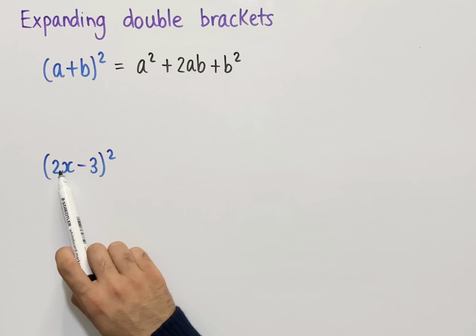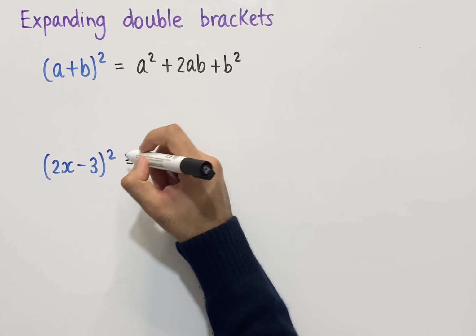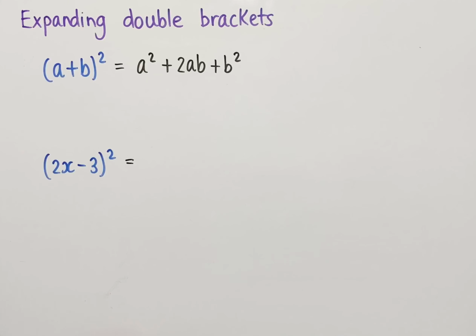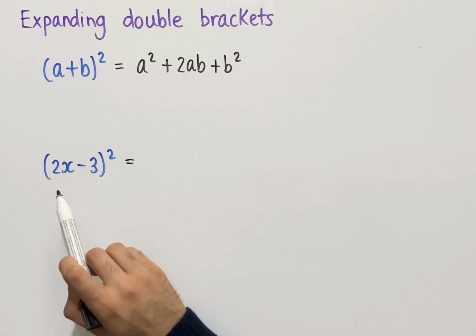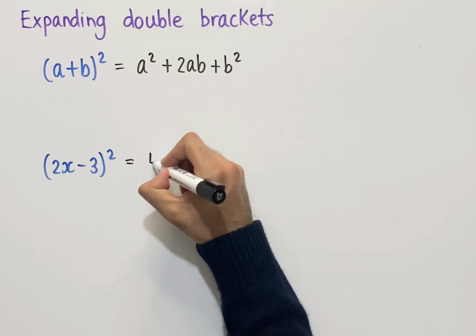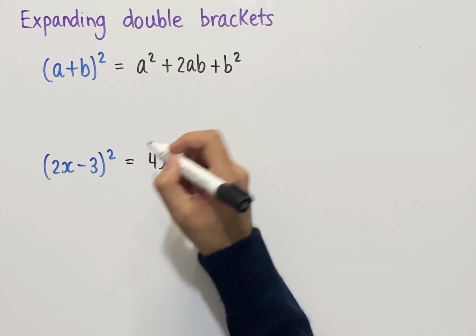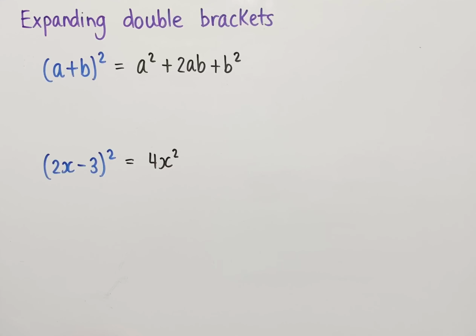So let's look at this example to verify that this works. So we've got 2x minus 3 all squared. So using our general form, we first need to square the first term, so that's 2x. So 2x times 2x gives us 4x squared. Then we multiply the two terms inside, and we also multiply by 2.